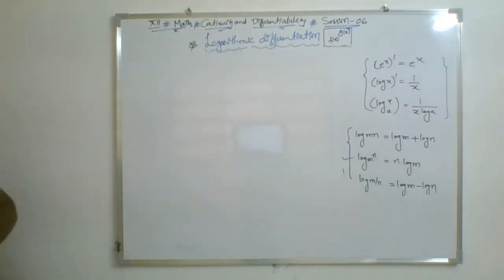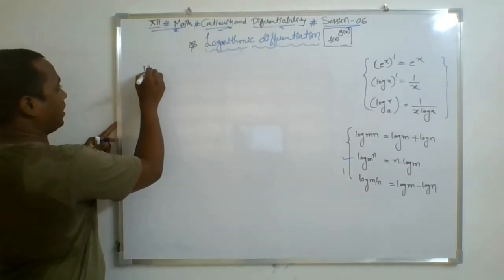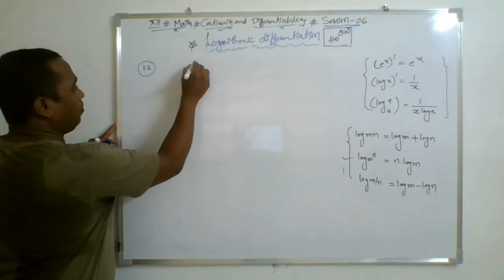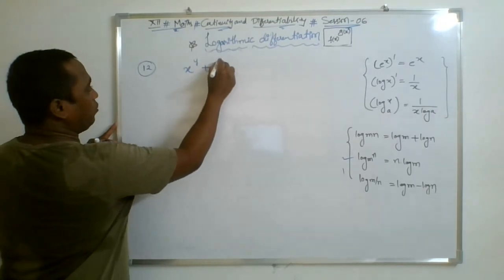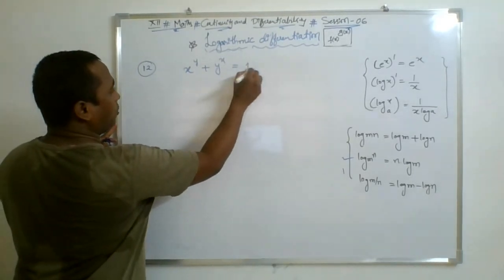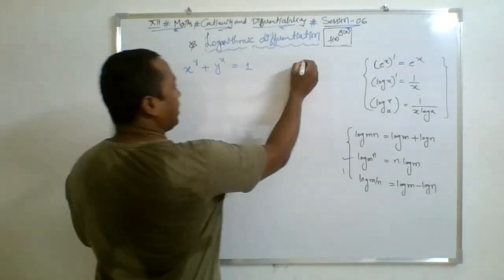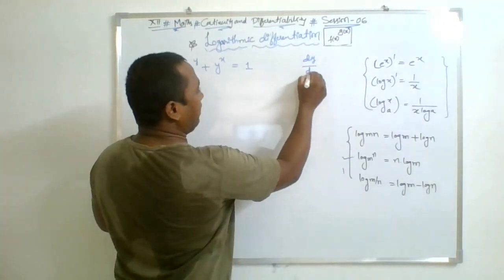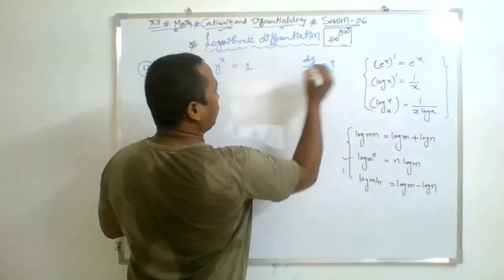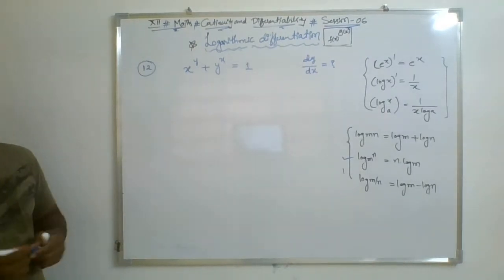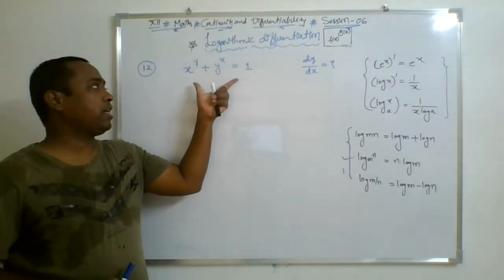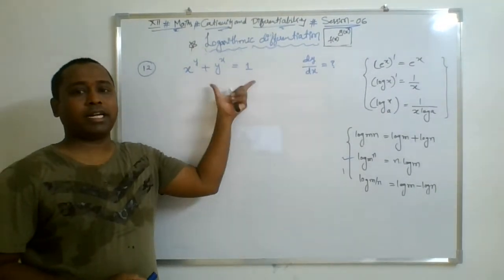I'm taking question number 12 from the exercise: x to the power of y plus y to the power of x is equal to 1. Find dy by dx, that is the derivative of this function with respect to x. What is dy by dx? Now, since it is an implicit function, you can directly start.